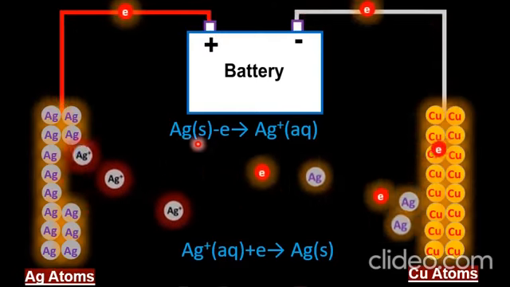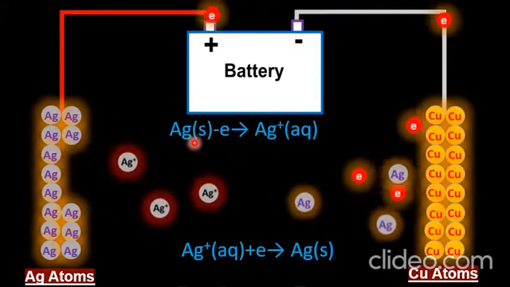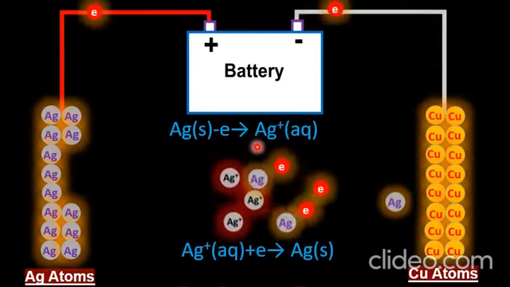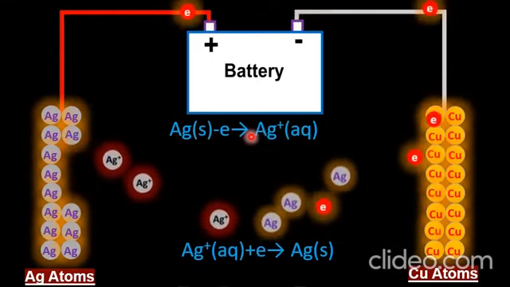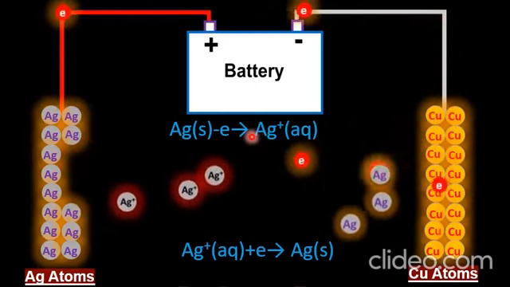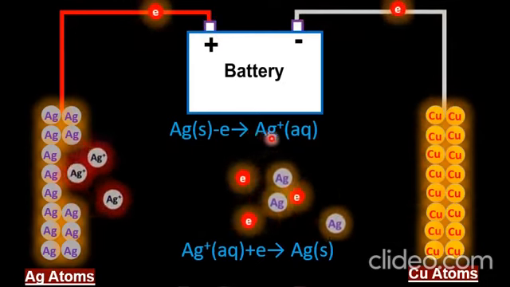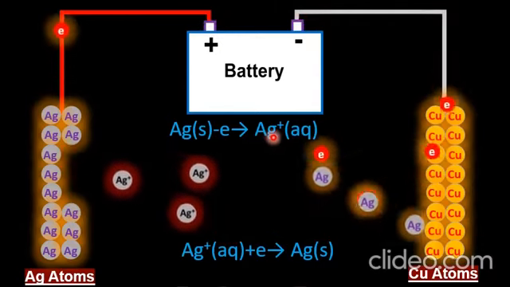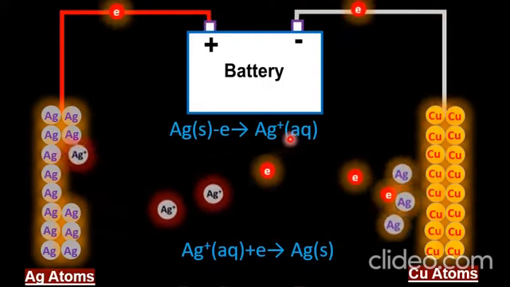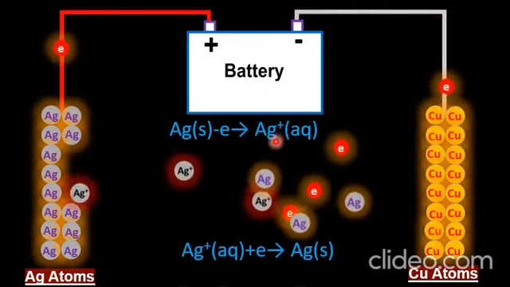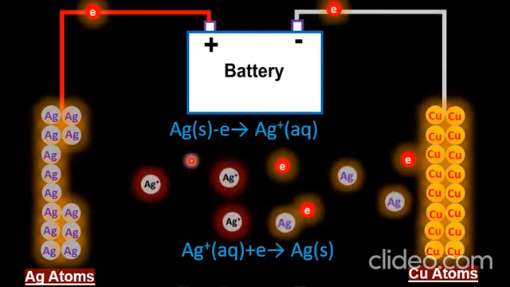So by losing an electron, a silver atom will become a silver ion, which will be written after the arrow of the equation. So we write silver ion, and it is dissolved in a solution. So the state of the silver ion is aqueous. So we will write aq after the silver ion. So now, what do you think? What is wrong with this equation?